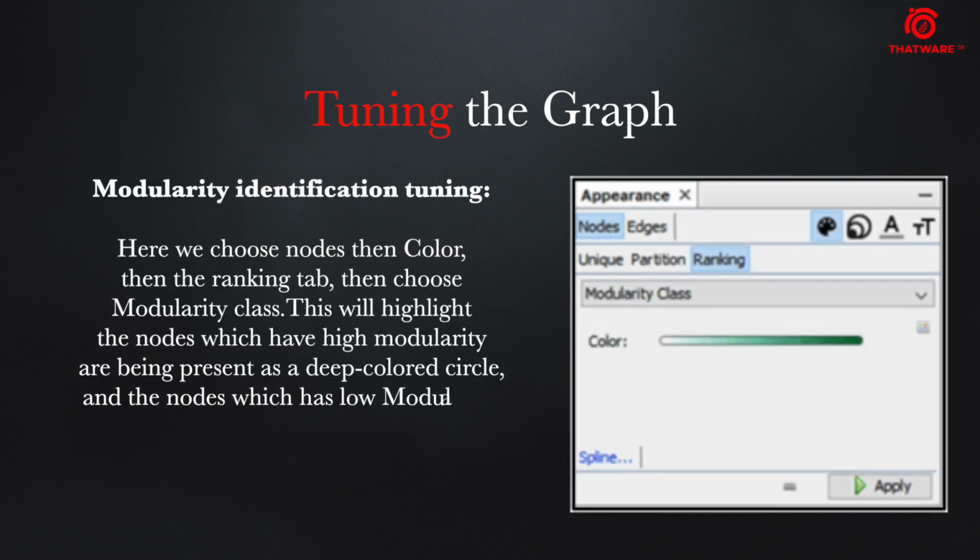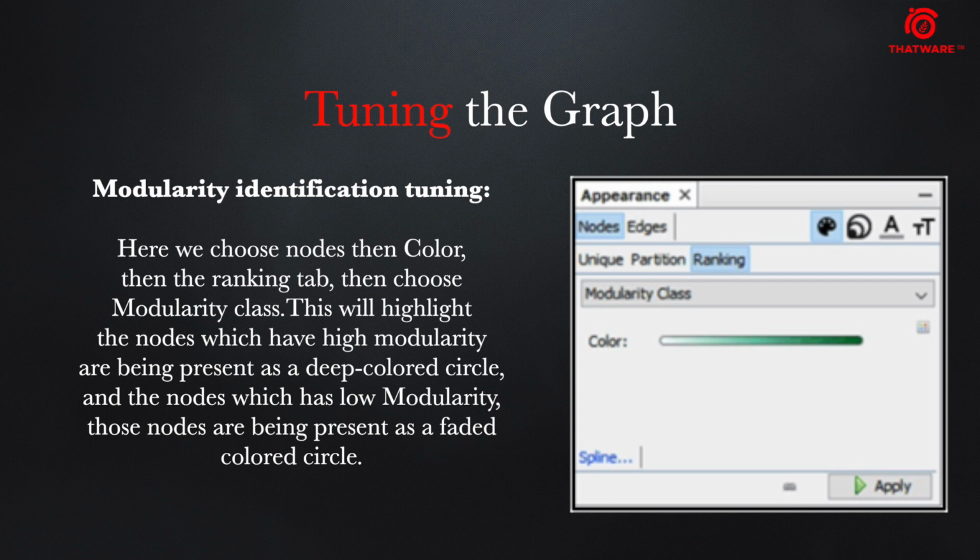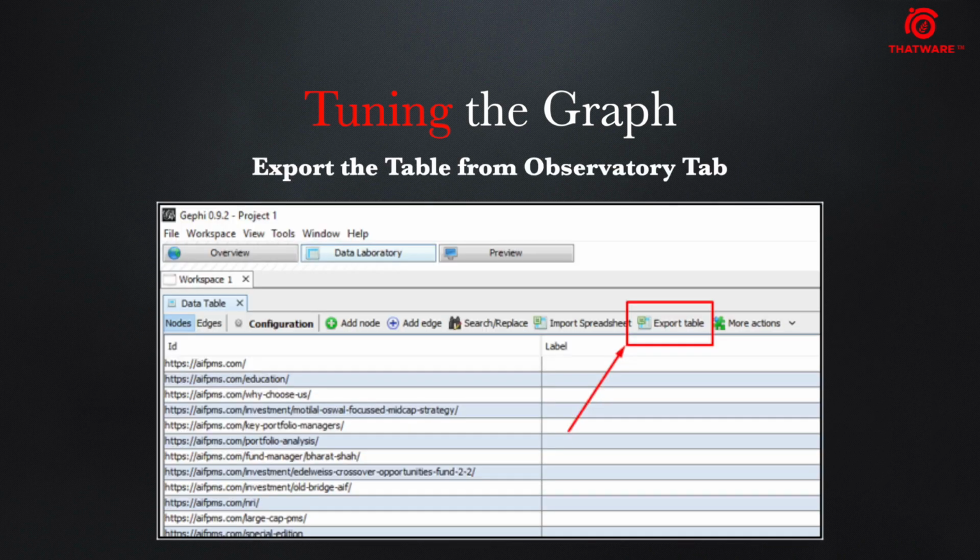The same goes for modularity as well. Here the only difference is you need to apply a color code. So the same thing: pages with less modularity will have a lighter color version, and the pages which have the highest modularity will have a green colored version. Then you can click on data laboratory, and then you can export the table.